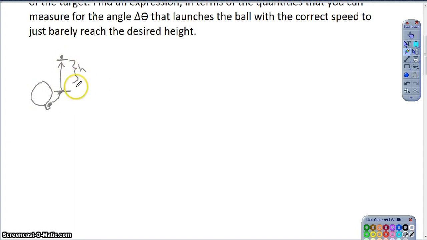So really, this is just standard kinematics from back early in the year. We know we'd have an initial velocity that we leave with. We can try and find that. We can try to represent that. We know we want to go a height of h.